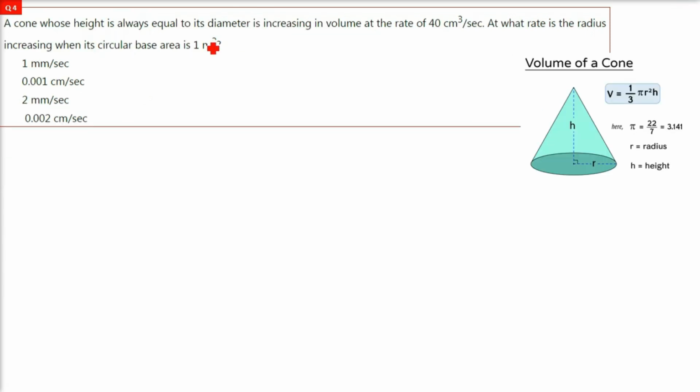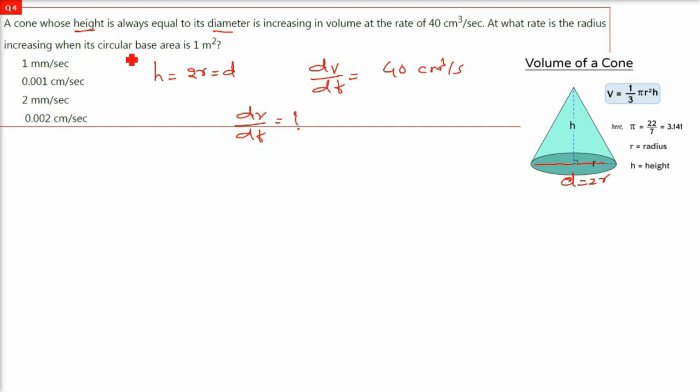A cone whose height is always equal to its diameter is increasing in volume at the rate of 40 centimeter cube per second. So this is radius and the whole is diameter. Diameter is 2r. So the height is always equal to the diameter, so diameter is d or 2r you can write. It is increasing in volume at the rate of this, so dV by dt is 40 centimeter cube per second. At what rate is the radius increasing? So dr by dt has to be computed, when its circular base area is 1 meter square. Circular base area is pi r square in this case. So pi r square is 1 meter square.